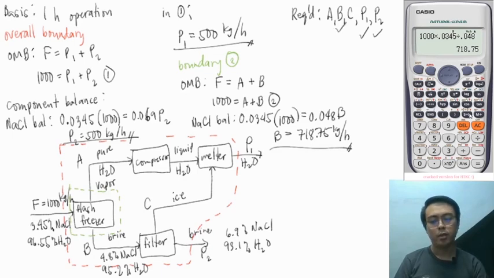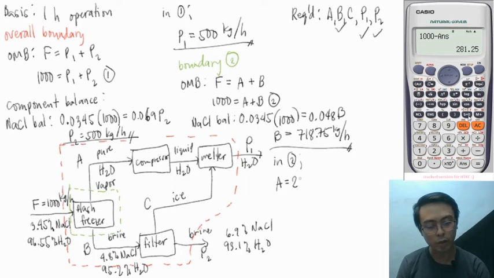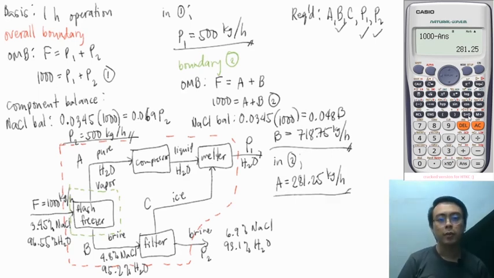Next, we solve for A. So you simply substitute the value of B to equation number 2 to solve for A. So in equation 2, we can solve for A, which is simply 1000 minus 718.75. We get a value of 281.25 kilograms per hour. Okay. By the way, later on we will be consolidating all of our answers with the proper number of significant figures.